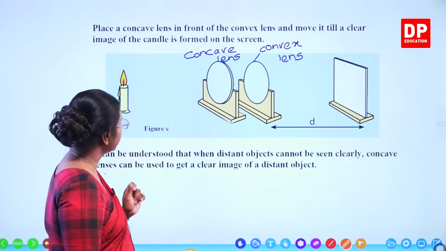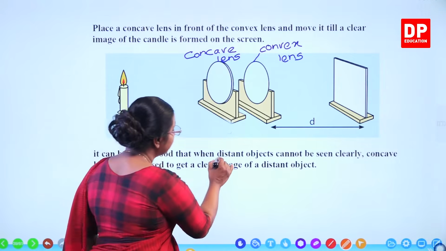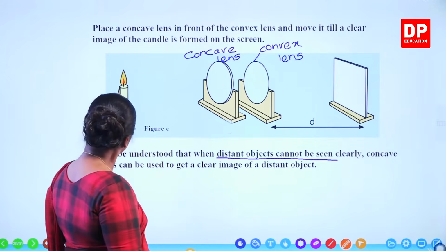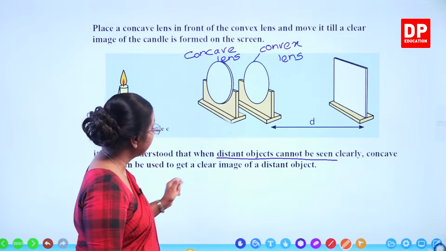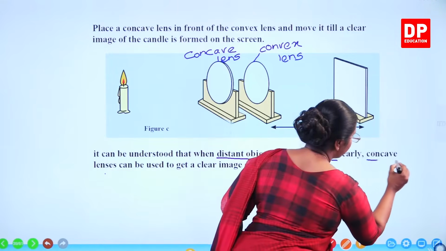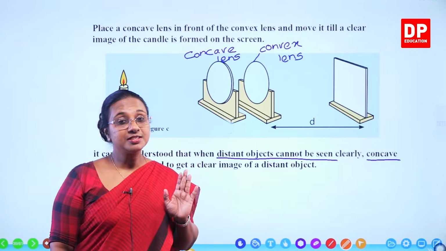It can be understood that when distant objects cannot be seen clearly, concave lenses can be used to get a clear image of the distant object. So here we use a concave lens. Is that clear to you all, students?